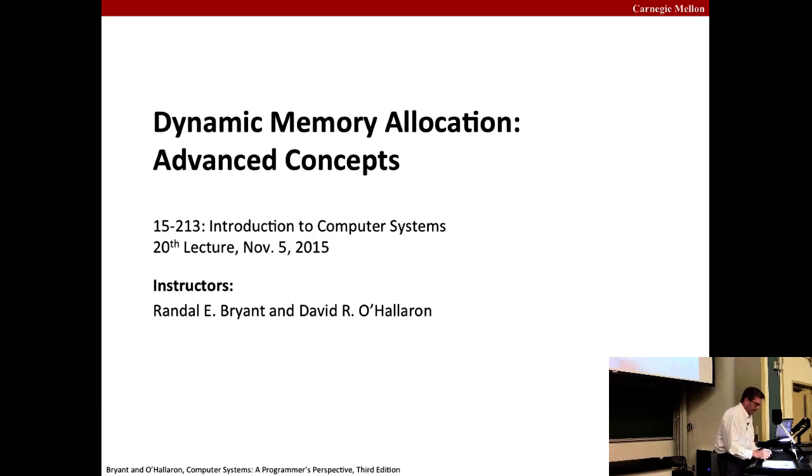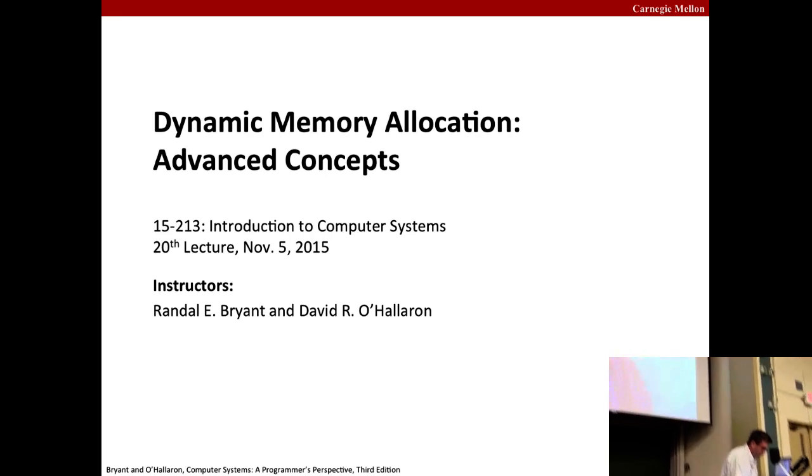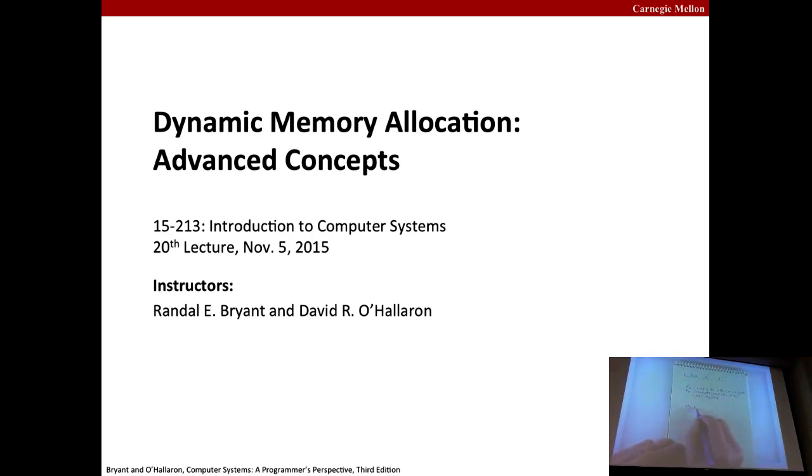Okay. And so to measure peak memory utilization after k plus 1 requests, which we will denote Uk, that's going to be equal to the max, for all i less than or equal to k, of our aggregate payloads Pi, divided by the size of the heap after k plus 1 requests, Hk.